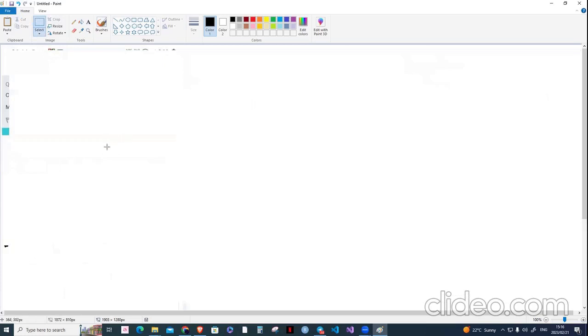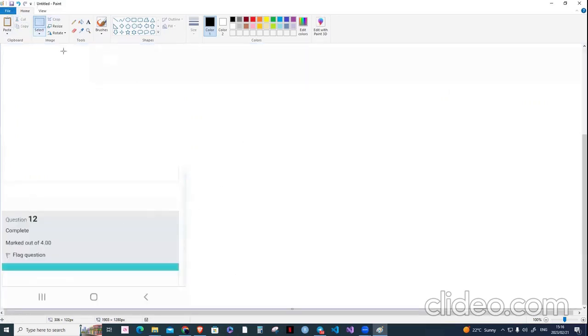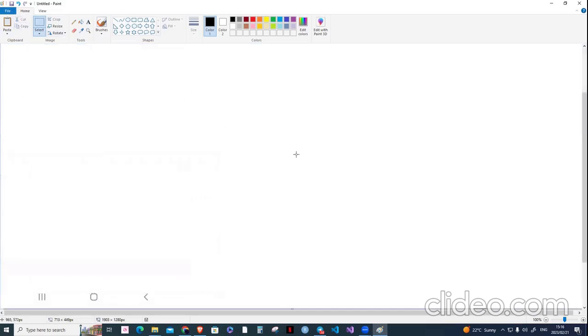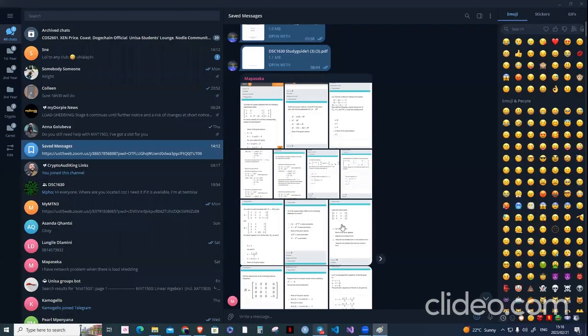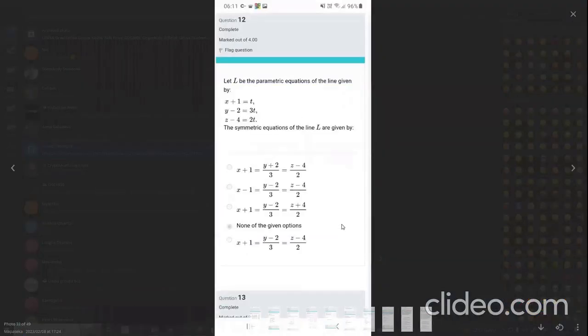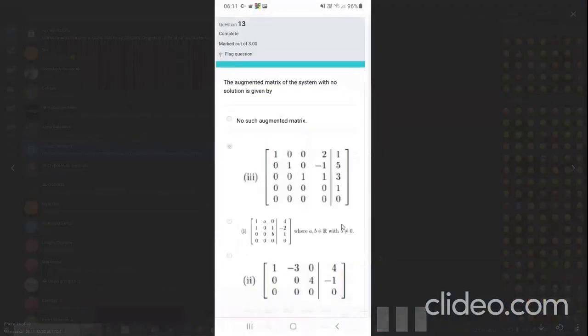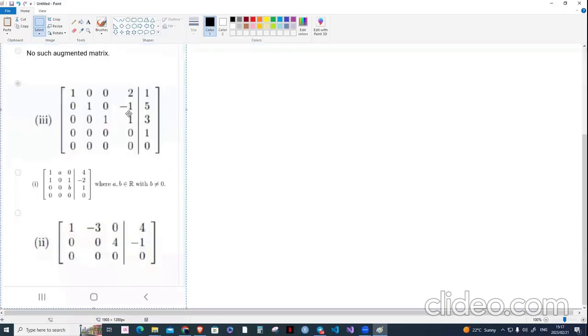Right. Oh, 12 is not matrices. Yeah, we'll take dating. I write on this here. No, I cannot. Paste it.